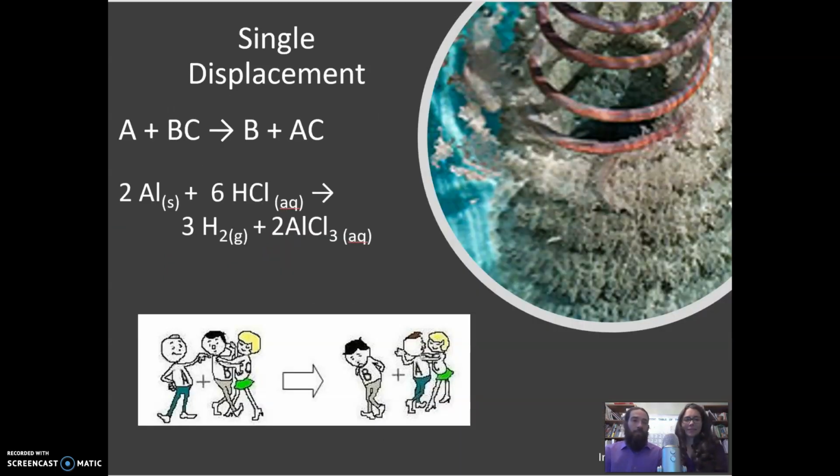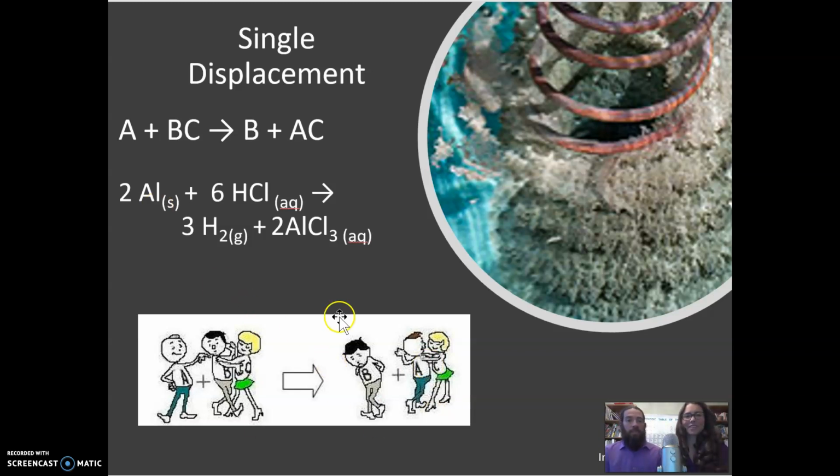So the single type, we've got in this example A, so we've got an element and we've got a compound BC. Now notice here that the A displaced or replaced the B. A is now with C and B is a single. So with these single displacements, we always have a single on both sides of the equation. So looking at an actual example, down below we've got aluminum reacting with HCl, hydrochloric acid, and so the aluminum combined with the chlorine to make aluminum chloride, and the hydrogen was displaced.